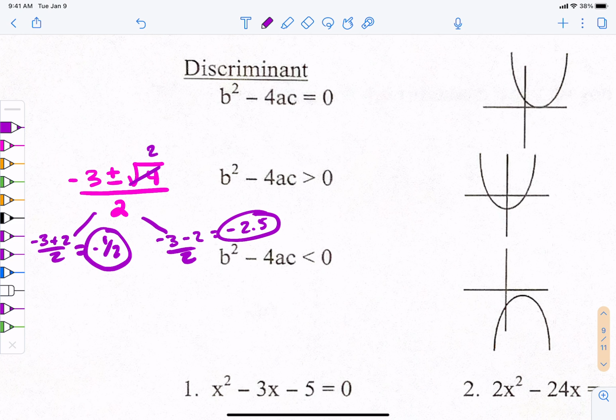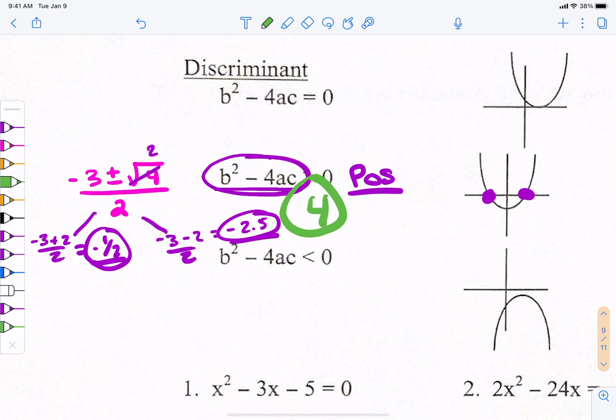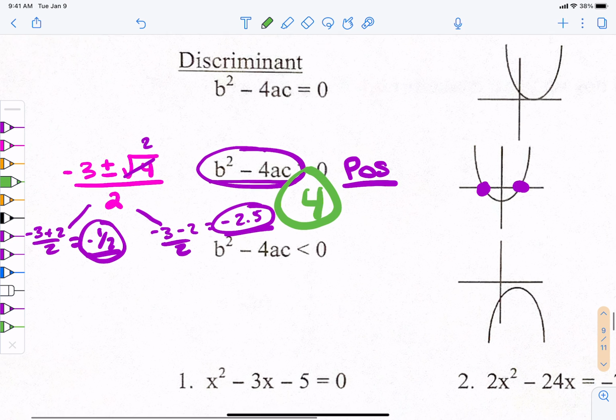So what that tells me is that when b squared minus 4ac is greater than 0, meaning it's a positive number, I'm going to have two solutions. My two solutions were negative 1/2 and negative 2.5, okay? What was the discriminant in this case? What was the b squared minus 4ac in this case? 4. 4 was the discriminant, meaning it's a positive number, so I'm going to have two answers, okay?